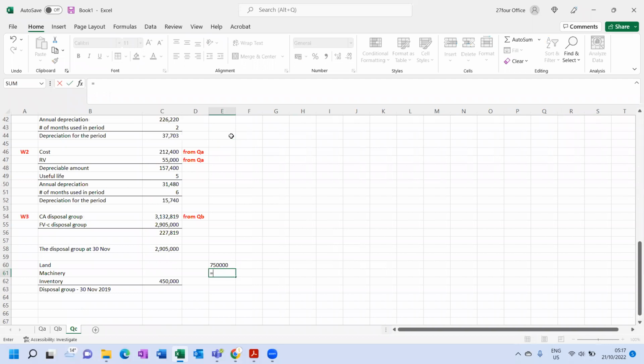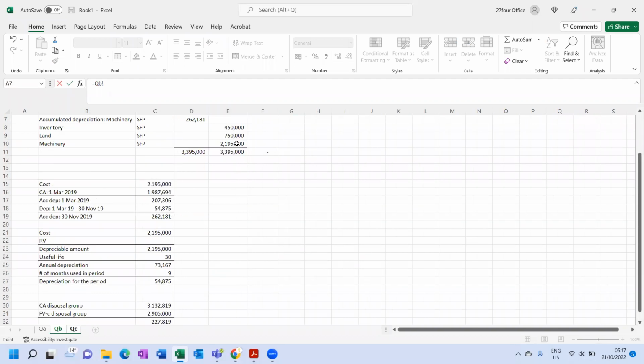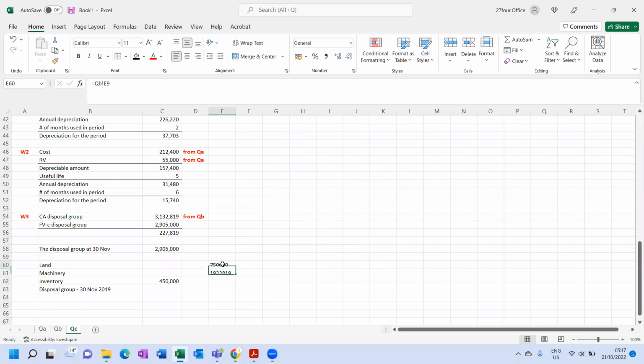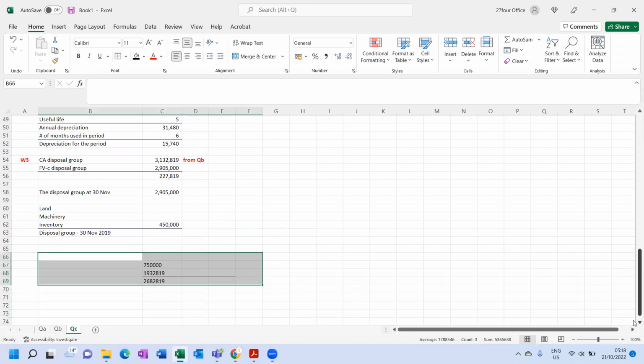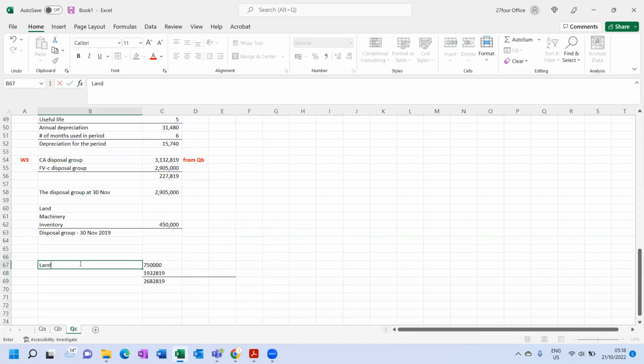And then machinery is going to be cost minus accumulated depreciation. Okay, so that is basically what it is. Okay, maybe I'll just cut this out. This is land.